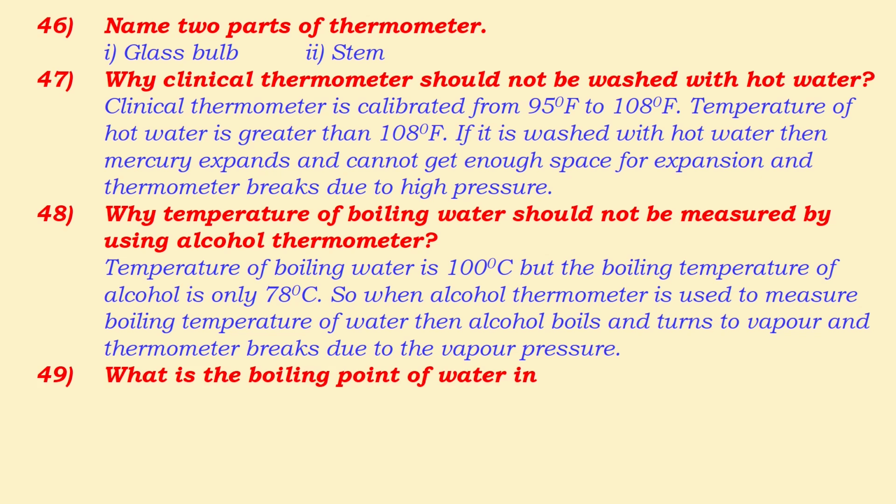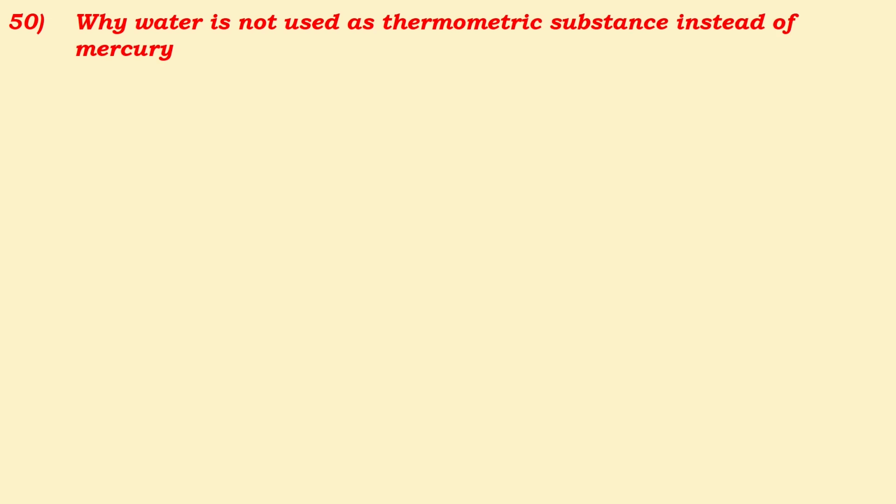Next, what is the boiling point of water in Kelvin unit? Very easy answer, 373 Kelvin. It will come later also. Next, why is water not used as a thermometric substance instead of mercury? Water is very cheap, easily available, but not used. There is a certain reason. There are many reasons. I want to tell you some of them.